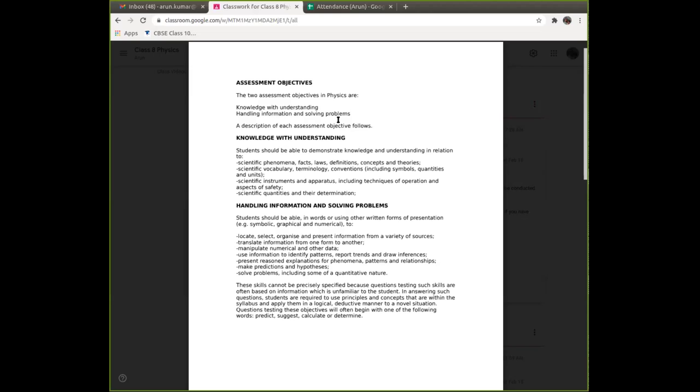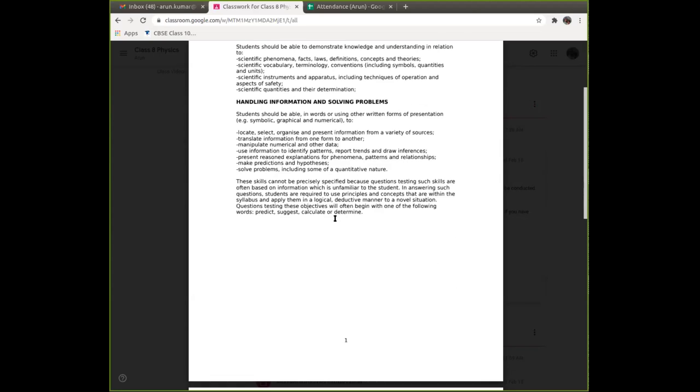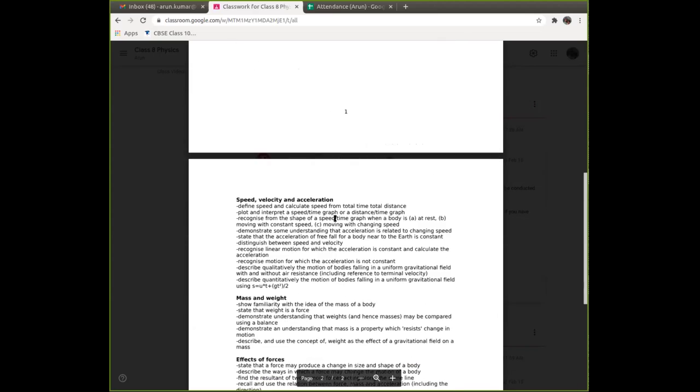Questions testing these objectives will often begin with one of the following words: predict what will happen, suggest what might happen, calculate the value for, or determine if so and so will happen or is true, and so on. Or even show, sir. Show also, yes. Such types of words. So you know that those questions will begin with that.